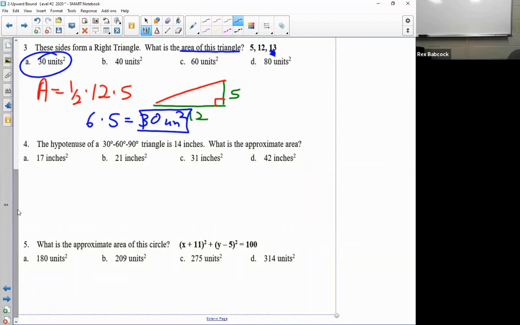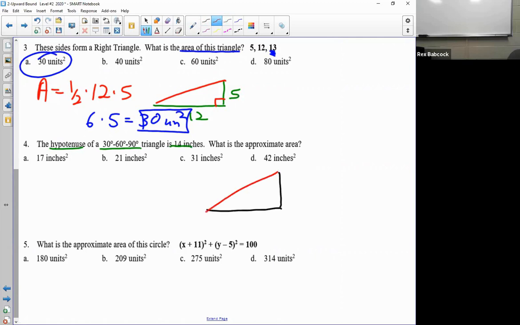Number 4, I'm going to go ahead and work it because that one you need to see examples of. By the way, there are many special right triangles. This is one of the most common ones you see, 30, 60, 90. It says the hypotenuse is 14. So I'm going to draw this 30, 60, 90 triangle. That is 14. The small side is half of that always, 7 on the 30, 60, 90. In other words, this is 30 degrees. This is 60 degrees. This side is 7 square root of 3.